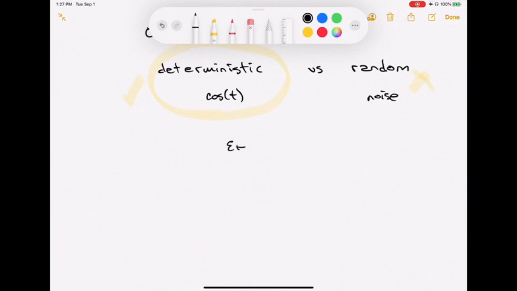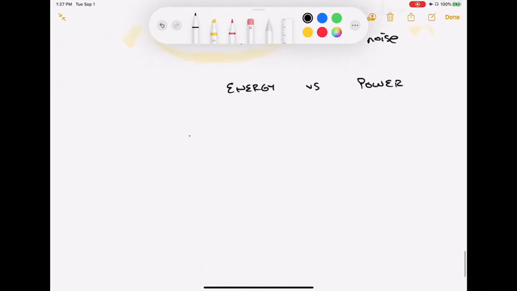We'd already talked about, for example, energy versus power classification. So that was a classification we'd seen before. We could have stuff like this. We could have everlasting, right, versus finite duration, okay? So this is another type of classification that we could talk about.